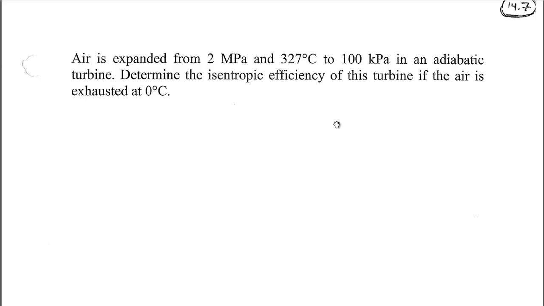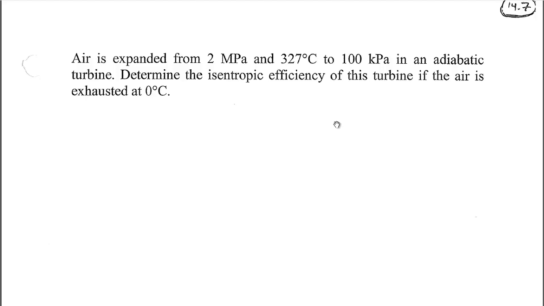And remember that air is an ideal gas. It's expanded from 2 megapascals and 327 degrees Celsius to 100 kPa. So the inlet state is Pi equals 2 megapascals, Ti equals 327 degrees C, and PE, the exit pressure, is 100 kPa. And it's done so in an adiabatic turbine. Then we're told to determine the isentropic efficiency of this turbine if the air is exhausted at 0 degrees C.